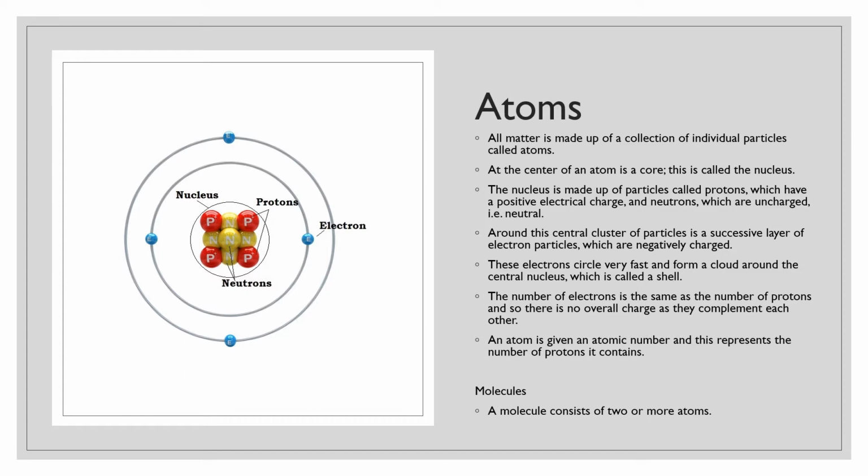The number of electrons is the same as the number of protons, and so there is no overall charge as they complement each other. An atom is given an atomic number, and this represents the number of protons it contains. Molecules. A molecule consists of two or more atoms.